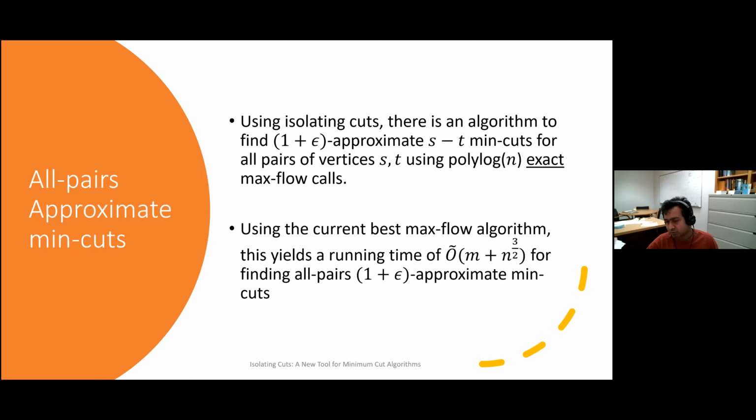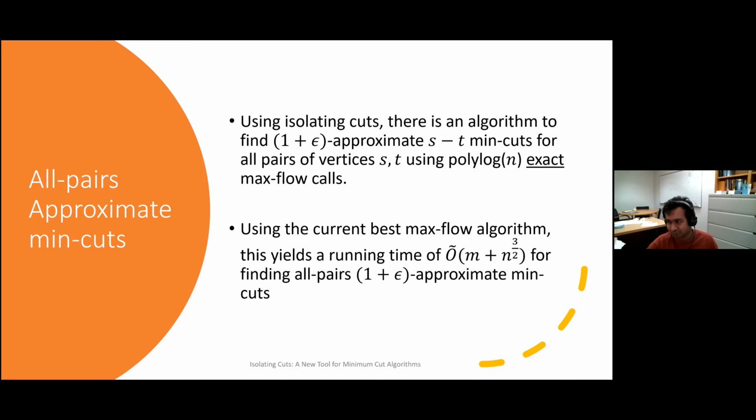But note that it's not getting linear time algorithms, right? Because what we are using as a gadget is an exact max flow algorithm, although what we are eventually ending up with are approximate all pairs min cuts. So this is kind of a strange thing going on, right? And there's a reason for this.